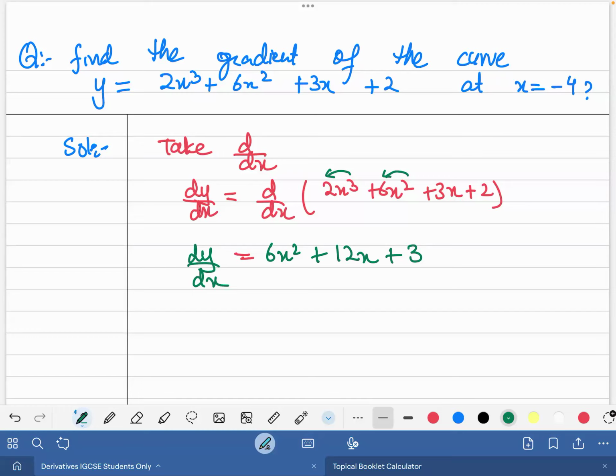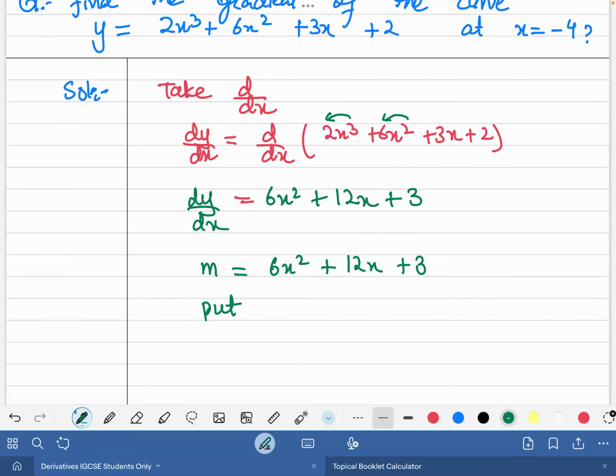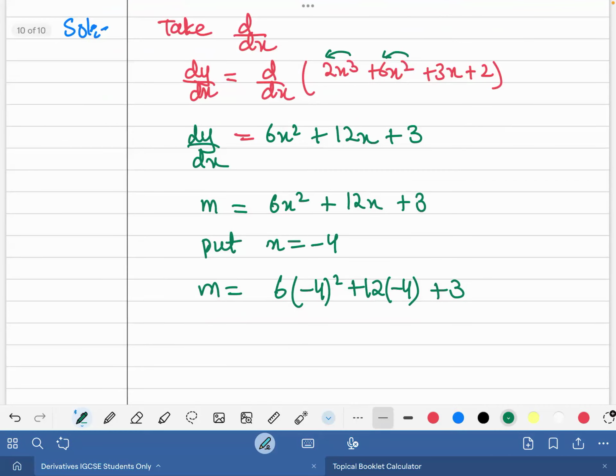Now, as we know, dy by dx is m, because the first derivative is always the gradient function. Now the second step is to put x equals negative 4 in it. So m is equal to 6 bracket negative 4 whole square plus 12 into negative 4 plus 3. Negative 4 square is plus 16. 6 into 16, plus minus is minus, minus 48 plus 3. 6 times 16 is how much? 60, 36, 96.